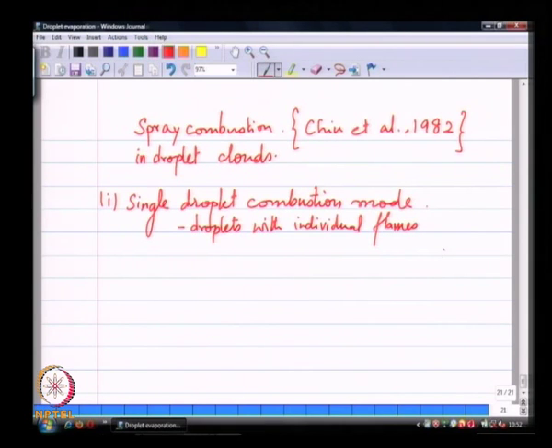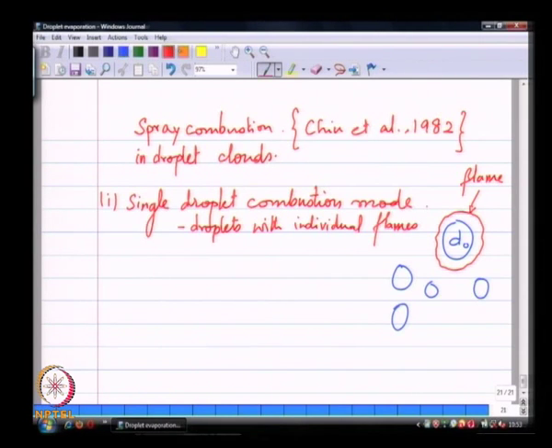with individual flames. So, for example, I have a droplet, and this droplet has a flame around it. And multiple droplets, each has a flame around it. This is possible if the droplets are separated by a distance.